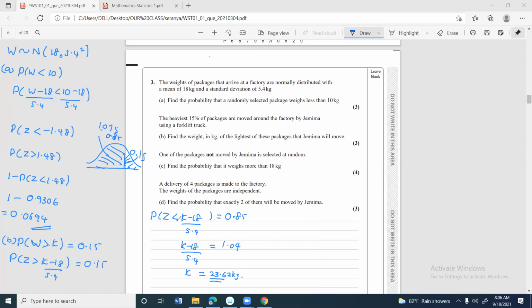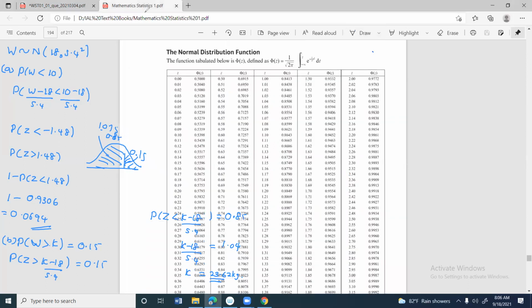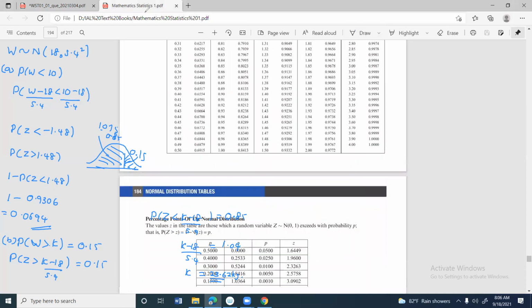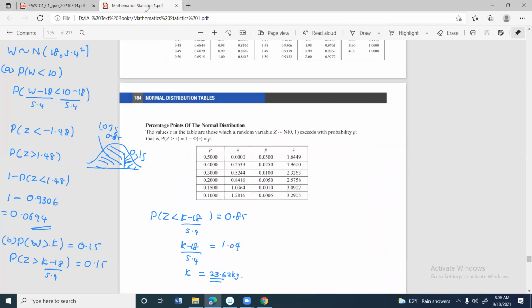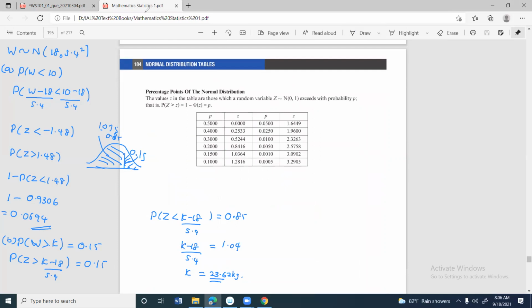The next method: besides this table, there is another table, the greater-than region table, but very few probabilities are given there. Now you can see the greater region 0.15 is here. If you want, you can use that value as well. Then the second method is 1.0364 divided by 5.4, but here there are very few values, not very many.